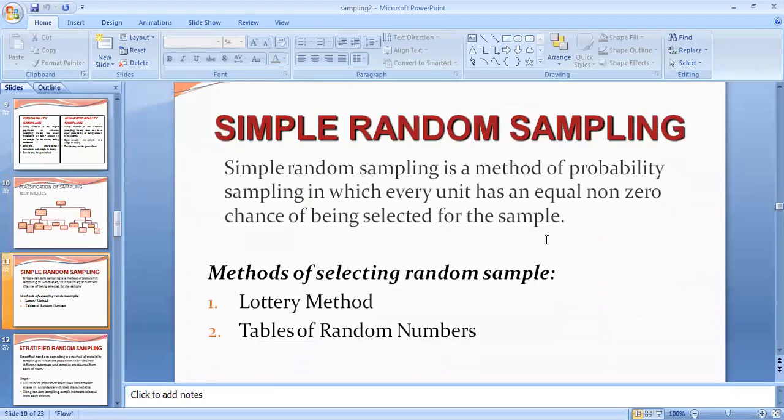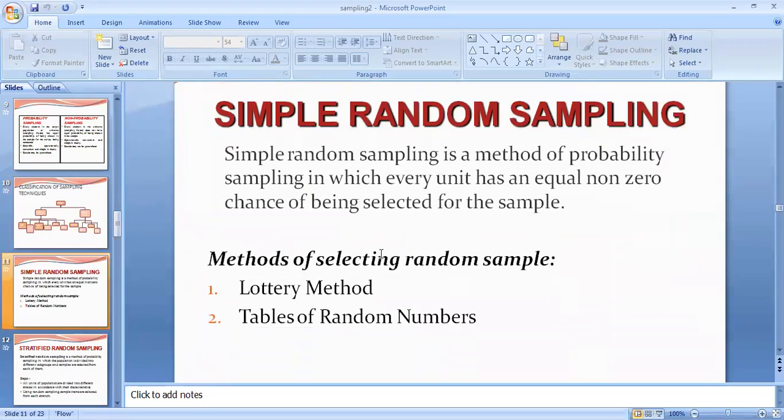Now simple random sampling: by applying the lottery method, we can determine the result of a sample. Tables of random numbers can also be used. This is a very easy and simple random sampling method.